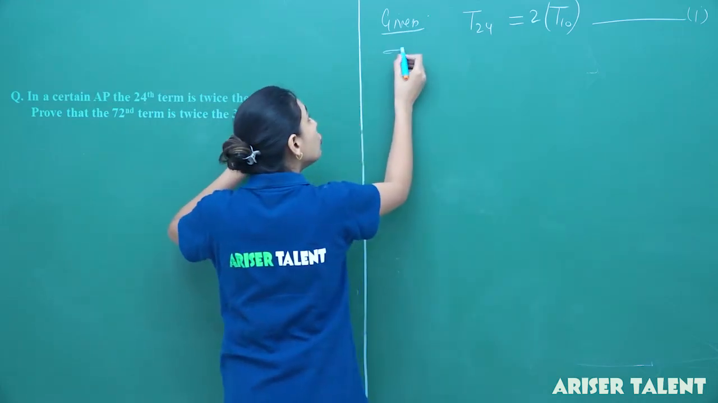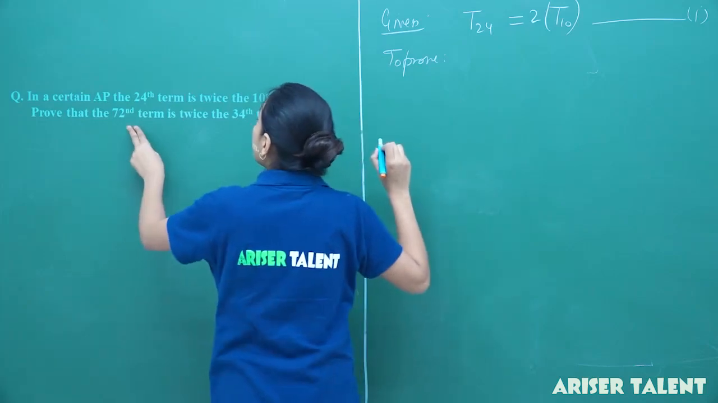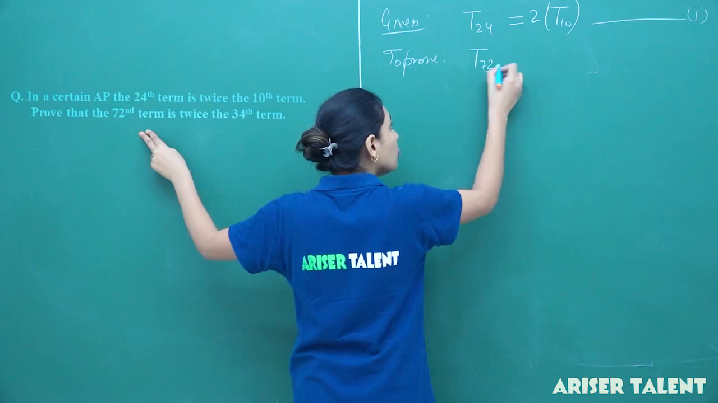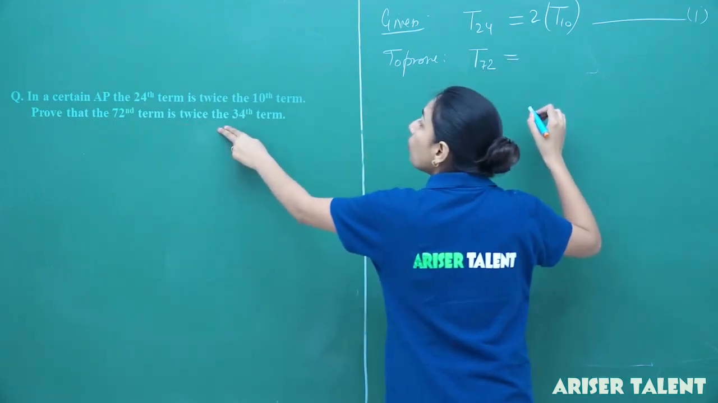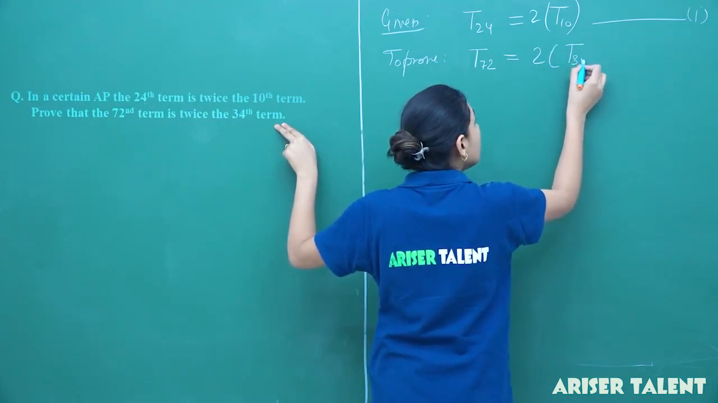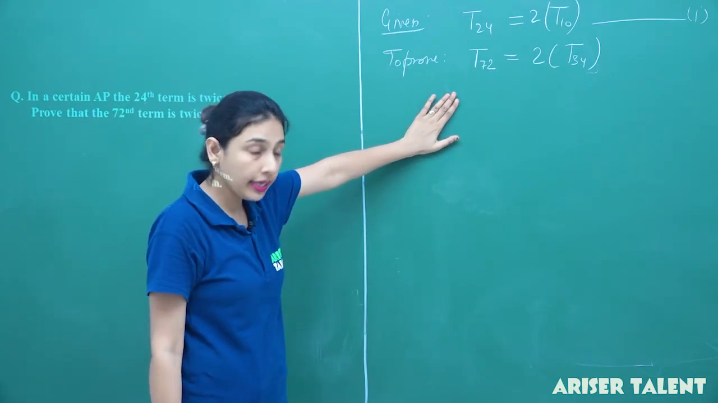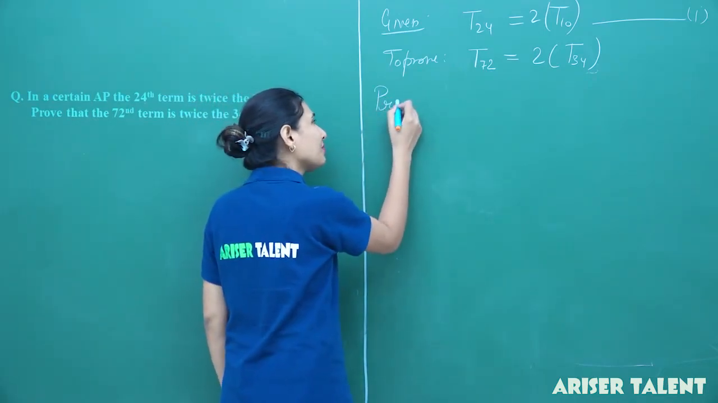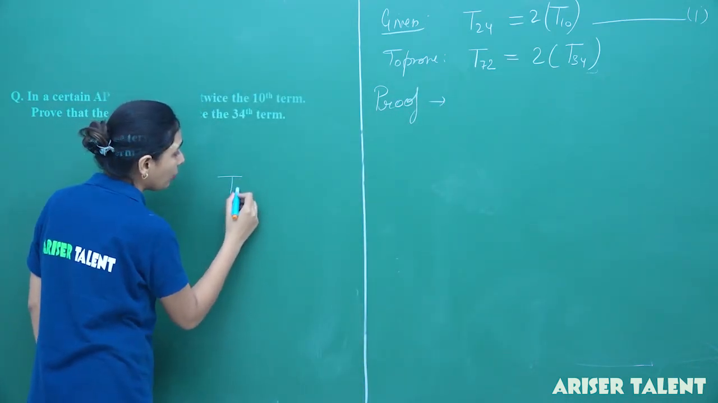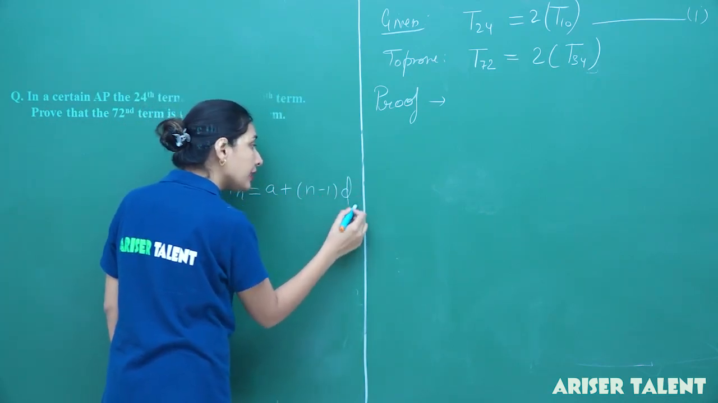Now, we have to prove that the 72nd term, T72, is equal to twice the 34th term, twice T34. You need to prove this. Okay, so proof. All this time we have this single formula with us: Tn equals a plus (n minus 1) d.